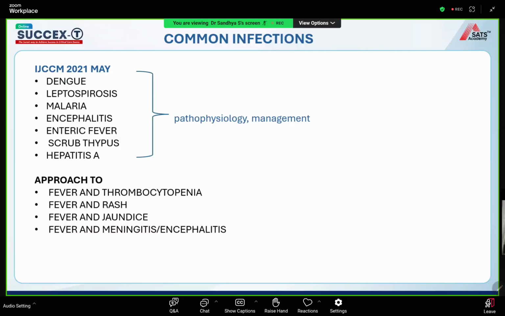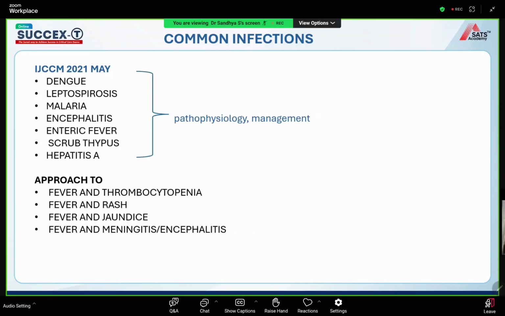And for that, what you need to know is the questions are very specific in DRNB and you have a constraint of time as well as space. So I will just give you a framework. Kindly go through the IJCCM supplement 2021 May, which is a very nice supplement, very useful, very concise, and you will get an overview of all this.